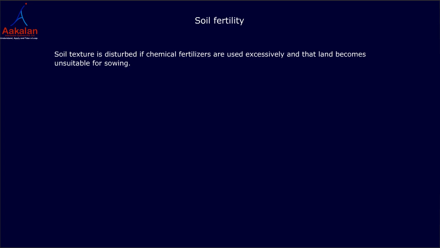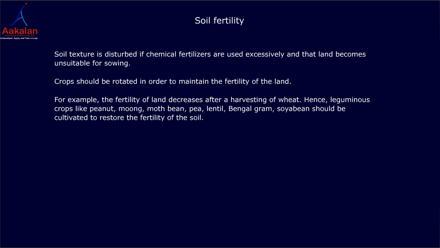Soil texture is disturbed if chemical fertilizers are used excessively and the land becomes unsuitable for sowing. Crops should be rotated in order to maintain the fertility of the land. For example, the fertility of land decreases after a harvesting of wheat. Hence, leguminous crops like peanut, moong, moth bean, pea, lentil, Bengal gram, soybean should be cultivated to restore the fertility of the soil.